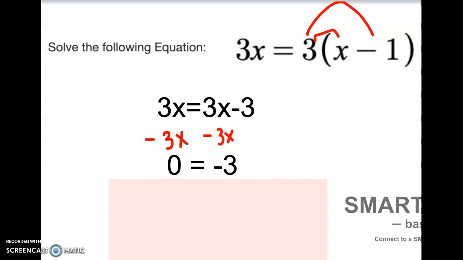Now here, we get kind of a strange answer. It says 0 equals negative 3. Well, we know that is not true. So when we put our line through our equal sign like this, that means does not equal. So now we know that 0 does not equal negative 3.